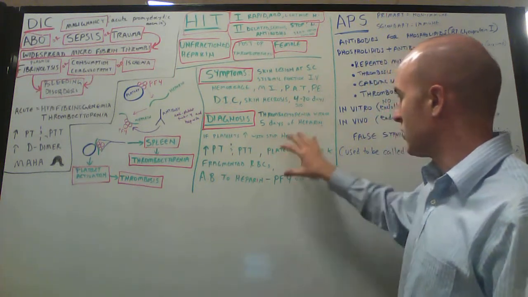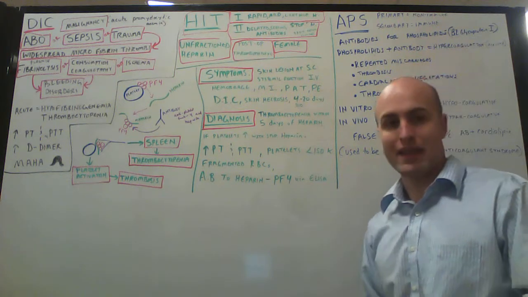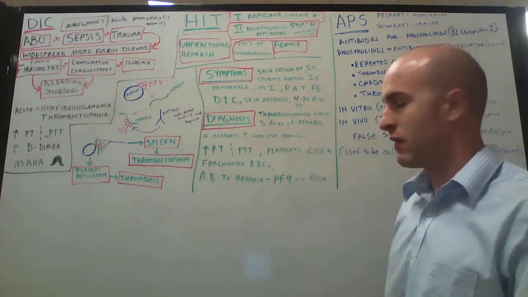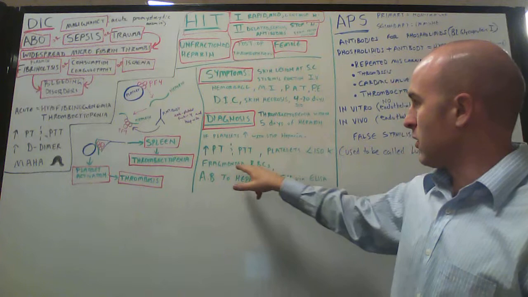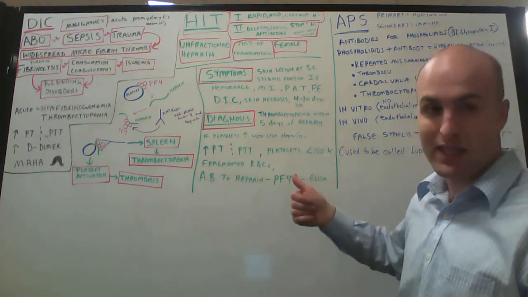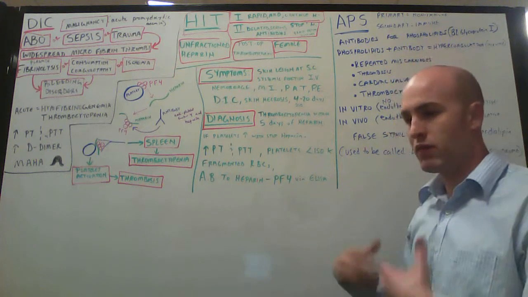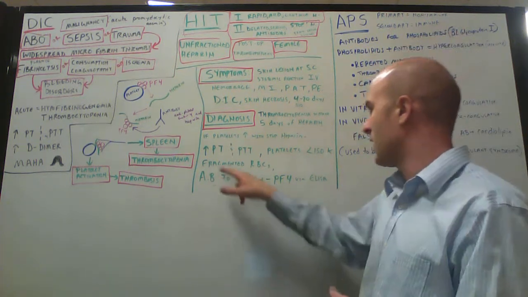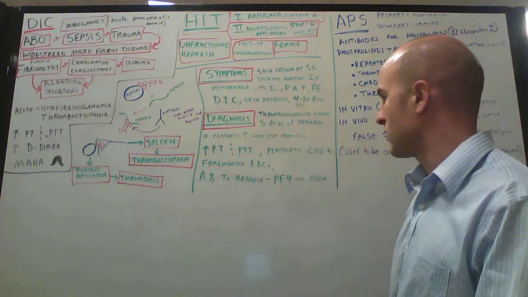But typically what you're going to see in a person with this is a very low platelet count, somewhere below 150,000. And you're going to find that they have a high PT and a high PTT as well. So that takes a while for the prothrombin to get activated. And you're going to see fragmented red blood cells.